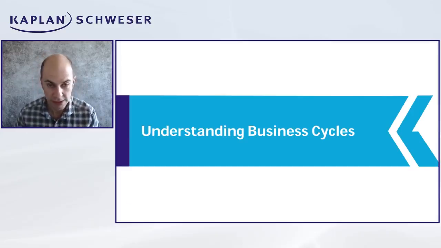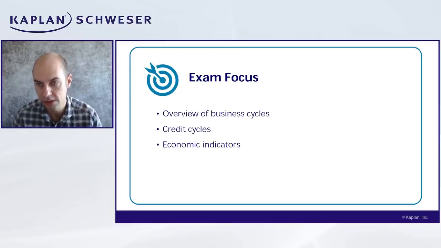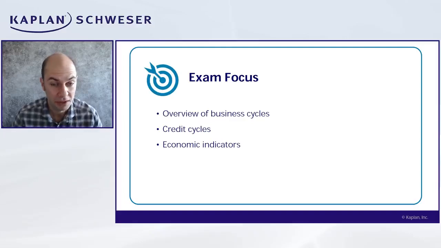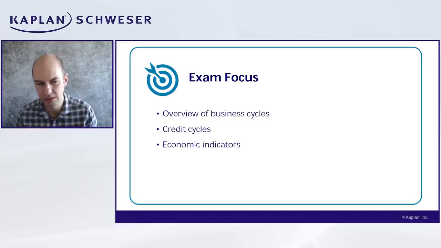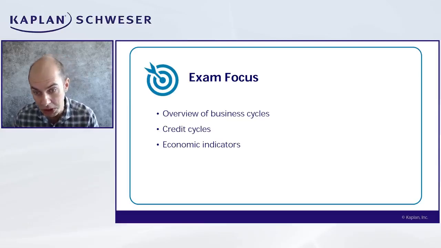Okay, exam focus. We're going to look at an overview of the business cycles. We're going to tell you different definitions of how we could look at the business cycle. We're going to look at something called the credit cycle, and we're also going to touch upon various economic indicators: leading, lagging, and coincident indicators. I think it's not going to be a particularly long video. Nice and punchy and short, and hopefully it's going to give us some good points.